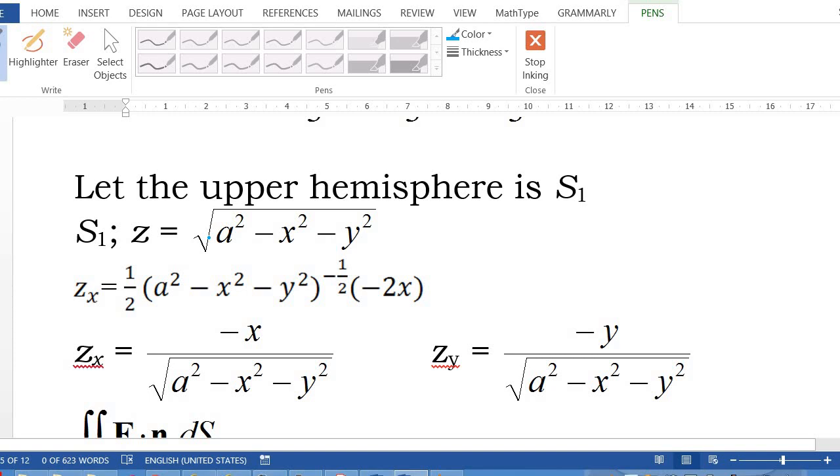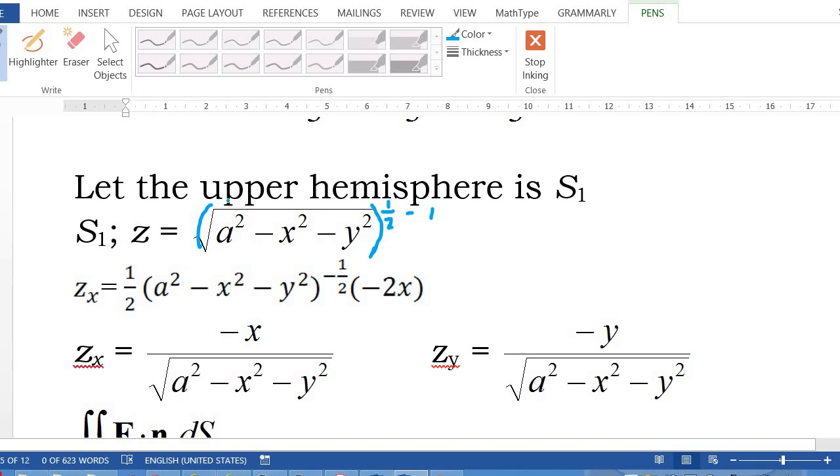And then to evaluate the unit normal vector, we need z_x and z_y. Square root is actually power half. So to find del z del x, for differentiation, you bring the power, one half, in front, times a squared minus x squared minus y squared, and for differentiation you reduce the power by 1. Half minus 1 becomes power negative half.